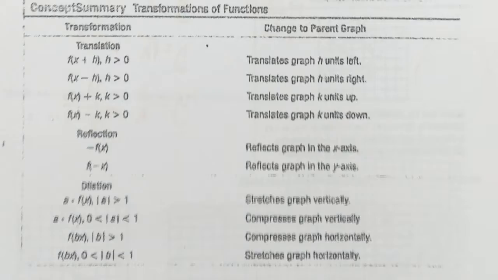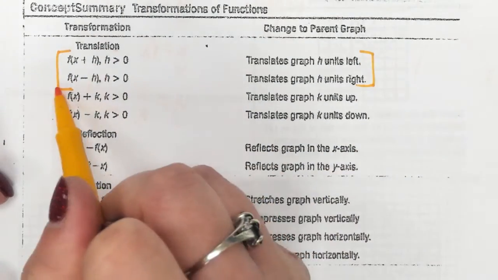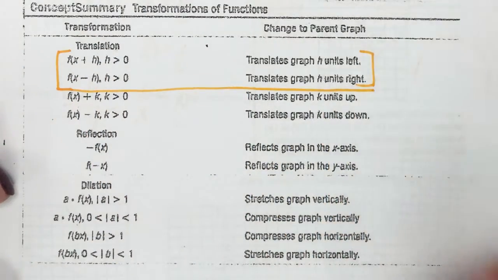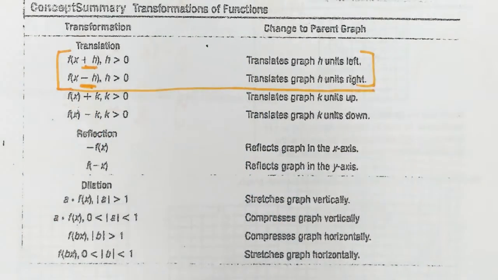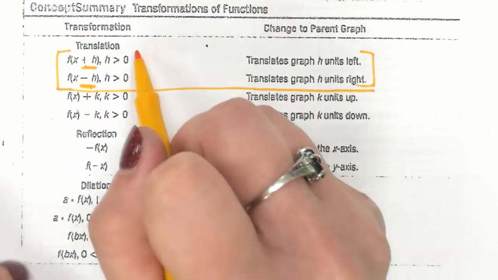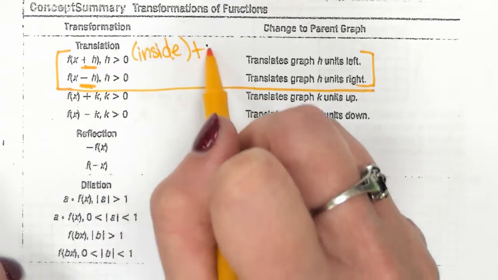Alright, let's look at this. We lost 2 days last week, so we're going to look at these a little bit differently than we normally do. These first 2, this is what we've been doing for 2 weeks on those problems. Look at where this h is. Where's it at, inside or outside? Inside. So if it's inside, we take the opposite sign.